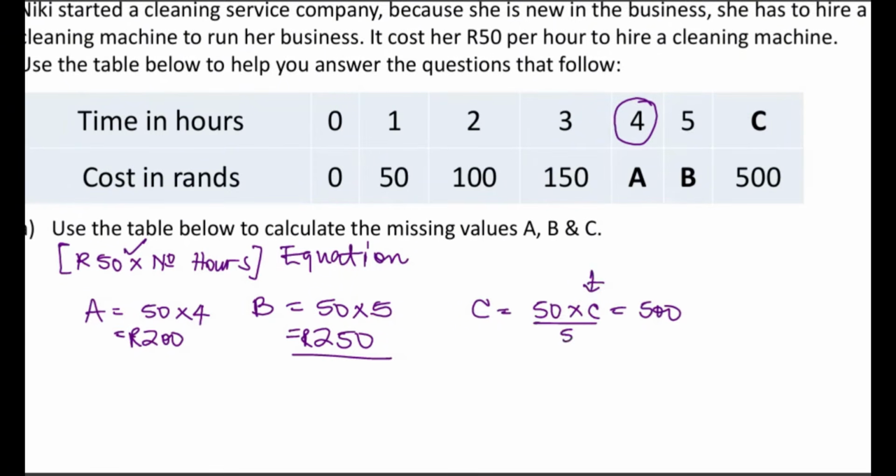We divide through by 50. So we find out that C is 10. So that's how we get the values. Please, you always show the working. Always show the working. Okay, we look at another question there.